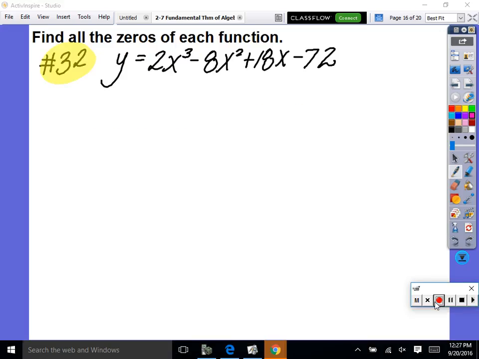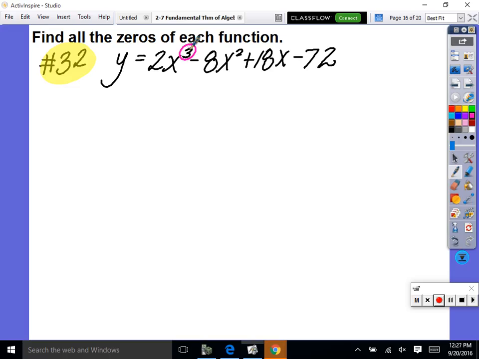Okay, let's do number 32. Here we go. Let's read the instructions. It says, find the zeros of the function. So we're going to solve it, correct? The fundamental theorem of algebra says that we should have 3 solutions. Now, I'm going to solve this using the most appropriate method. Looking at this one, there's 4 terms. We could try factoring by grouping, correct?